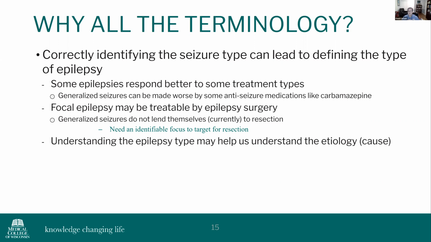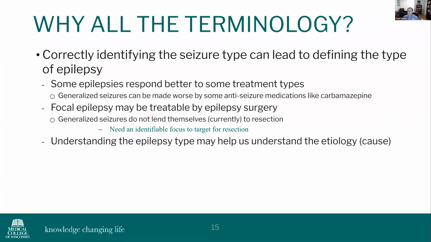Generalized seizures, for example, can be made worse by some anti-seizure medications, for example, carbamazepine. So we know that for a generalized epilepsy, like juvenile myoclonic epilepsy, carbamazepine can make that worse instead of better, even though carbamazepine is a seizure medication.